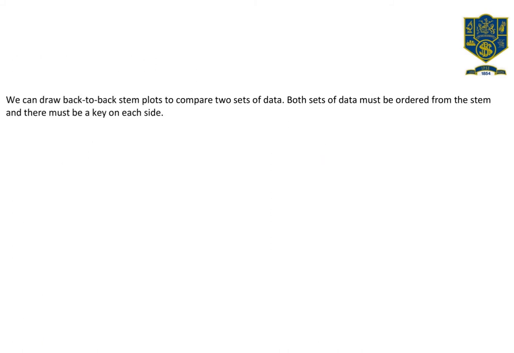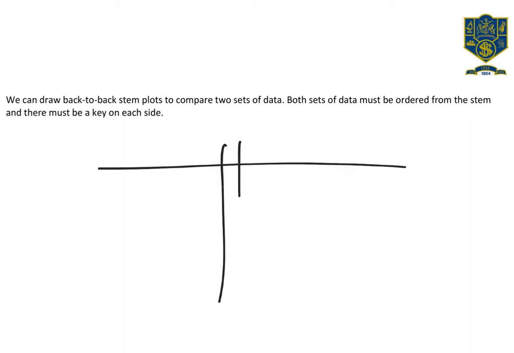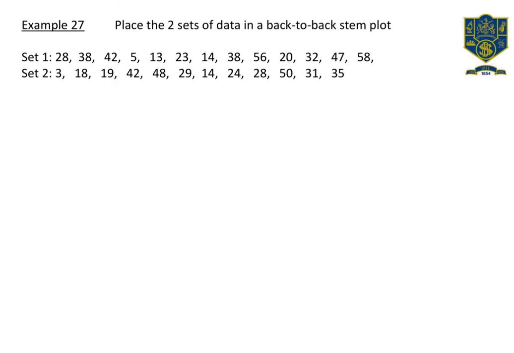Another thing we can do is draw a back-to-back stem plot, which compares 2 sets of data. Both sets must be ordered from the stem, and we must have a key on each side. So in our stem and leaf diagram, our stem is in the middle, and the values will go in ascending order from the stem out. So example 27: place the 2 sets of data on the back-to-back stem plot.